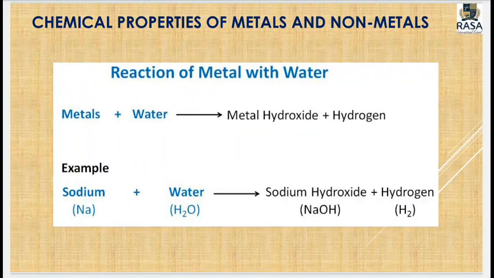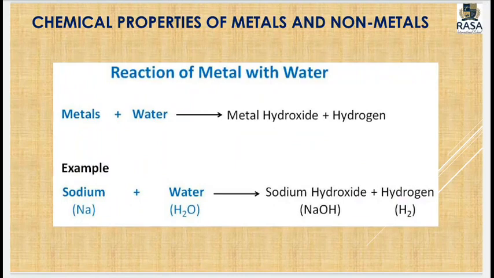So we have clarity about the reaction of metal and non-metal with oxygen. Now we are moving to reaction of metal with water. So now metal reacts with water to form metallic hydroxide and hydrogen gas. So here the release of hydrogen gas took place.